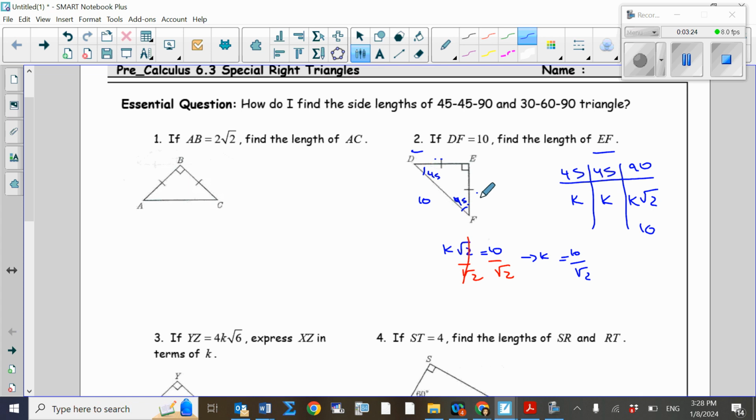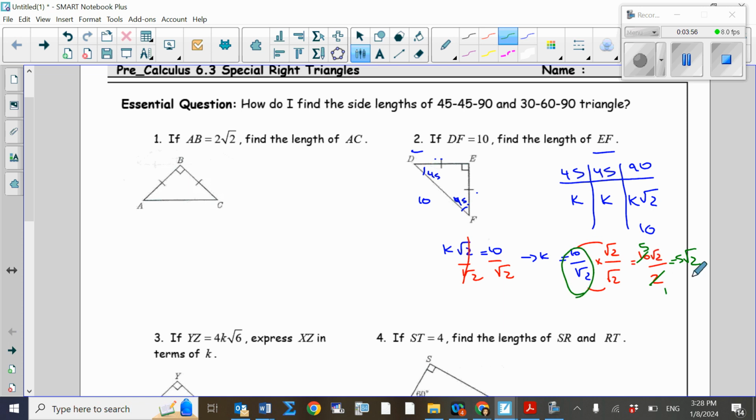They're both equal to each other, so they're both 10 over root 2. You have the option to rationalize your answer. That means get rid of the radical in the denominator. So you're going to multiply both top and bottom by root 2. That's going to be 10 root 2 over, top by top, bottom by bottom, root 2 times root 2 is 2. And now I can simplify. 2 divided by 2 is 1. 10 divided by 2 is 5. So the answer is 5 root 2.